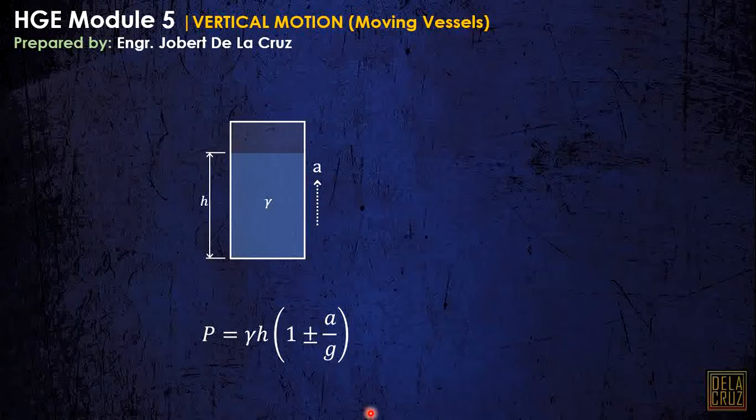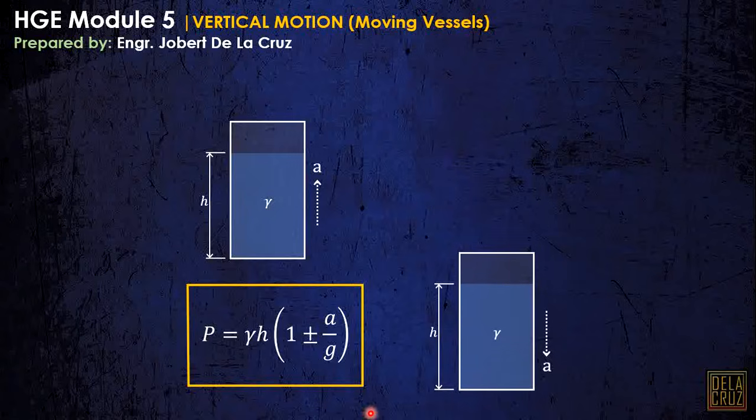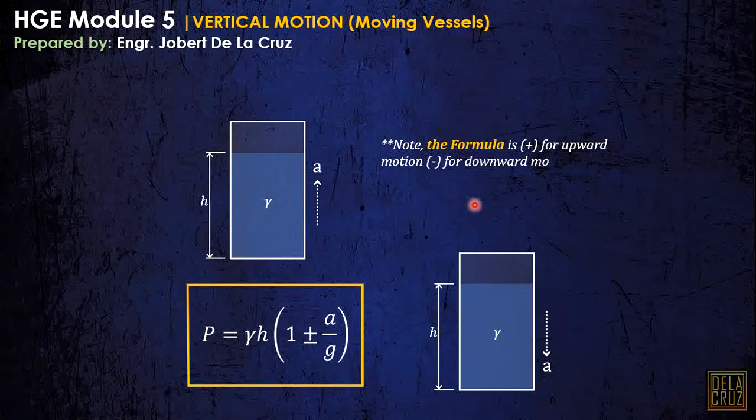Okay? Now, pwede rin if this body is moving downward, and that would give us the same formula lang, this one. Okay? Now, ito yung mga notation natin. Note that the formula is positive, that one, for upward motion pa rin, no? And negative for downward motion. And take note that the acceleration is positive if acceleration yung terminology. And that will be negative if deceleration.